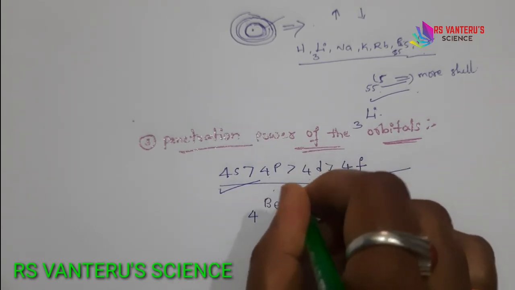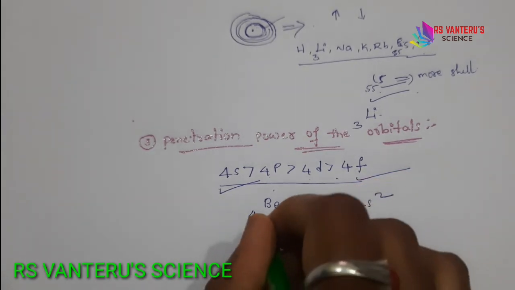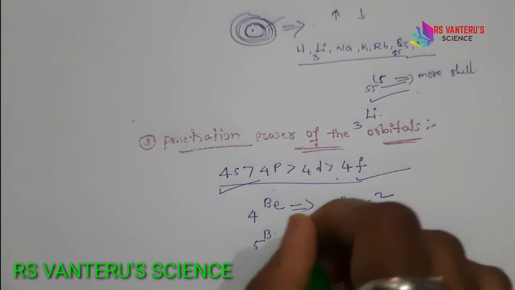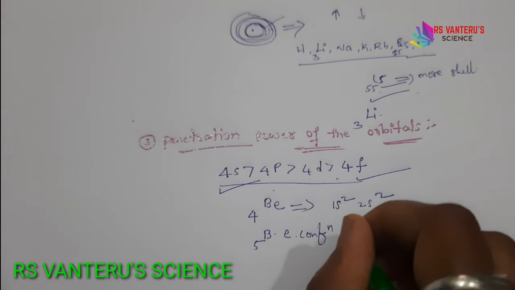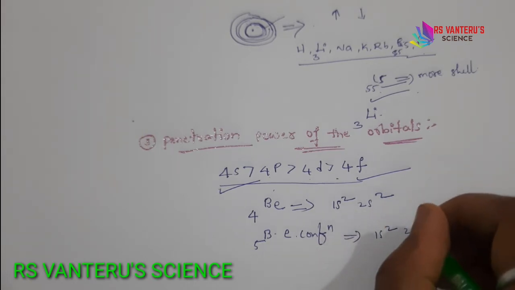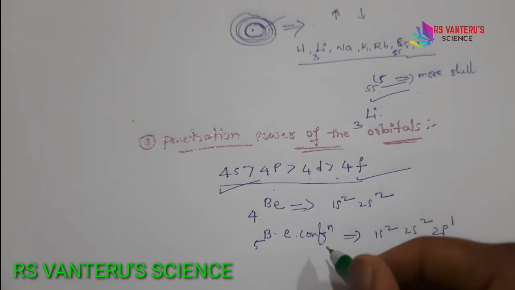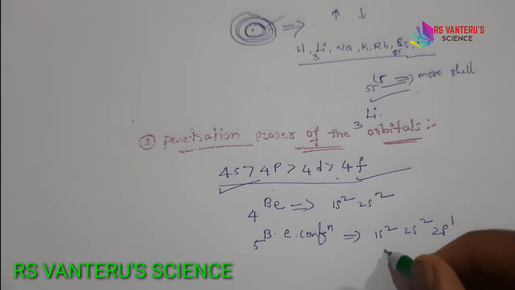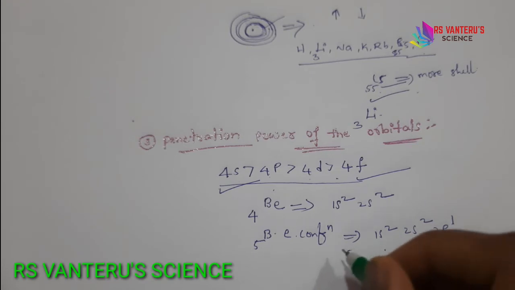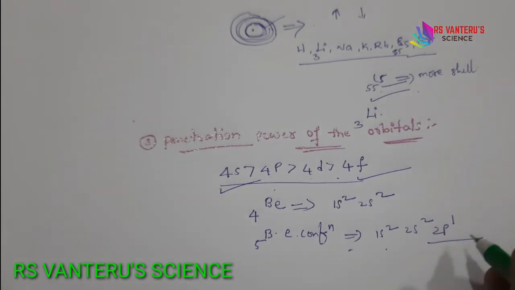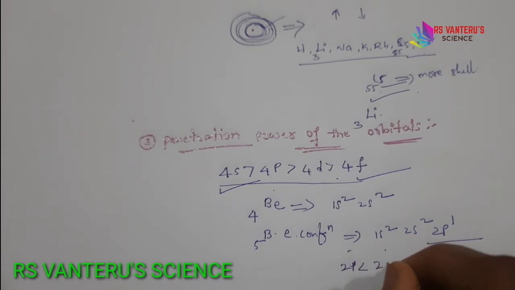Here, for example, beryllium, atomic number 4, has electron configuration 1s2, 2s2. And boron, electron configuration 1s2, 2s2 and 2p1. The element boron has less ionization energy due to the less penetration power of the 2p compared to the 2s. 2p is less than 2s.